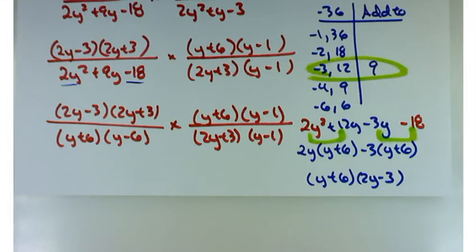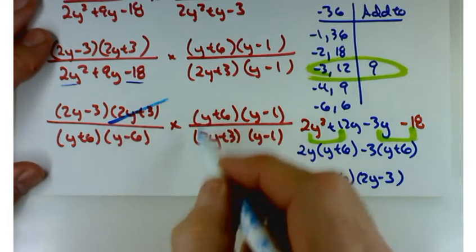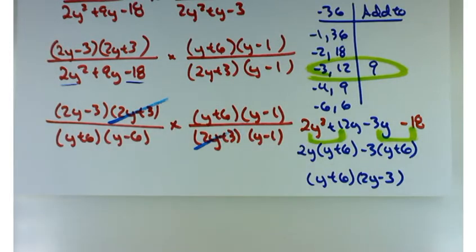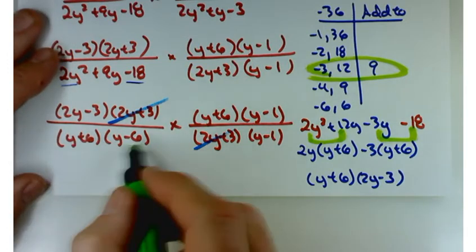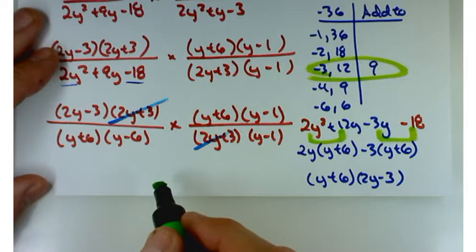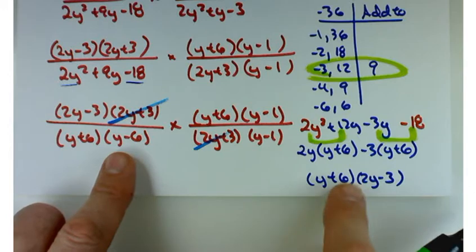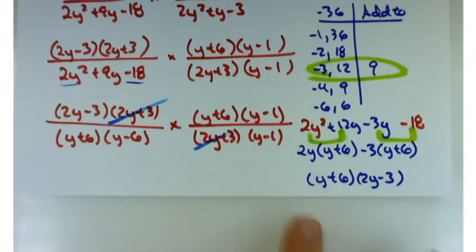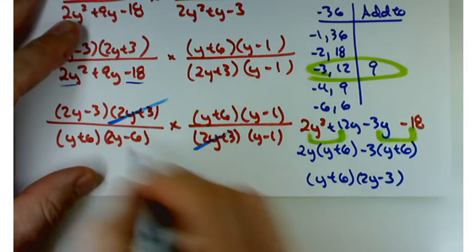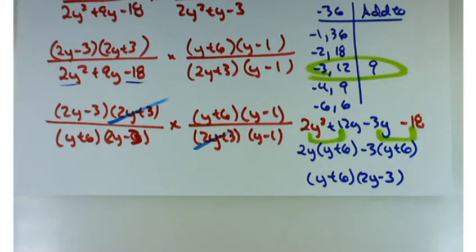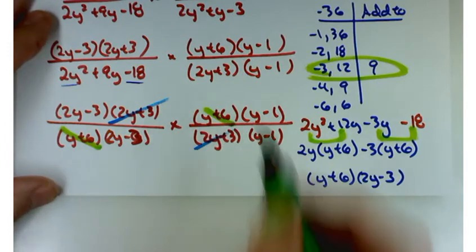Whew. Time for the mother of all cancellations, right? What do you see that can cancel? 2y plus 3, that can cancel. Oh, yeah, it should be 2y minus 3. I'm not sure what I was copying here. 2y minus 3. There we go. That looks better. So that's going to help us out as well. The y plus 6 cancels.